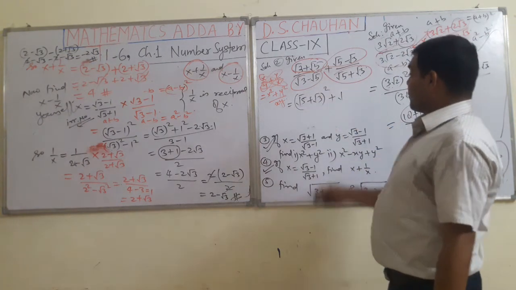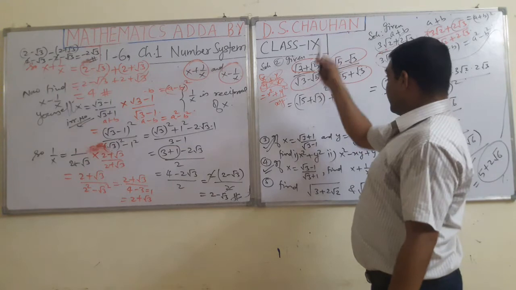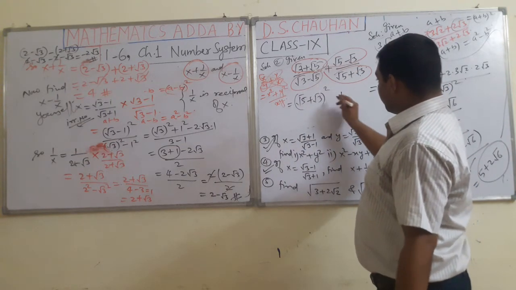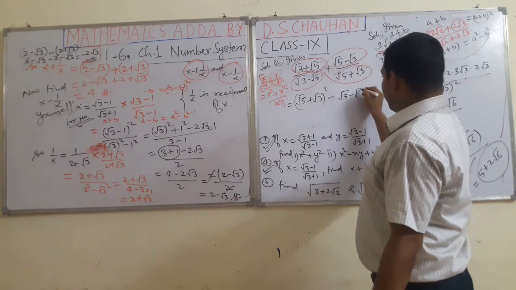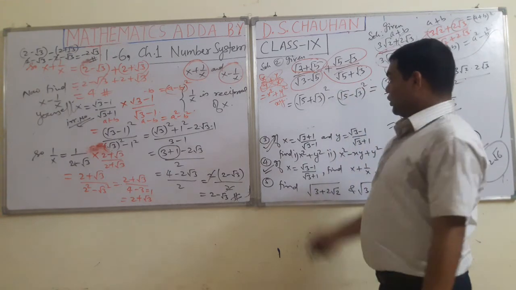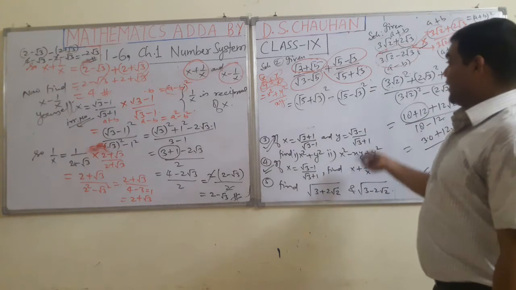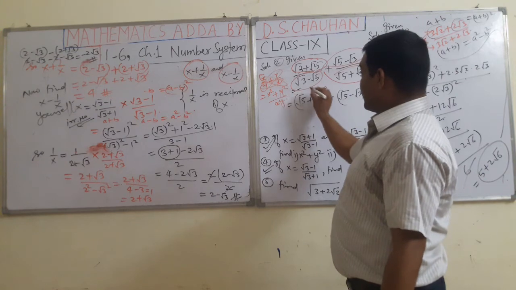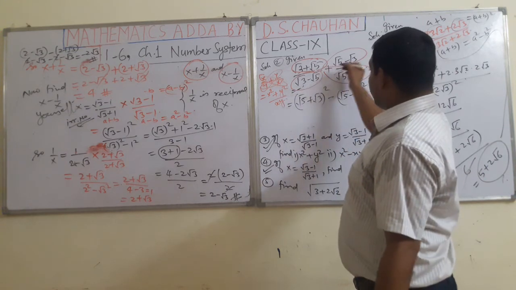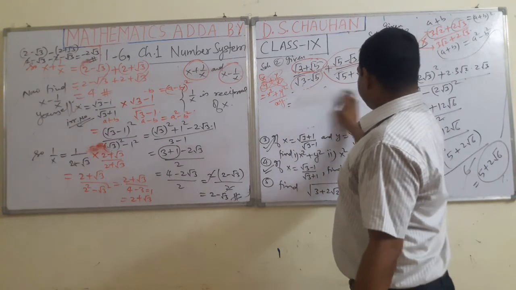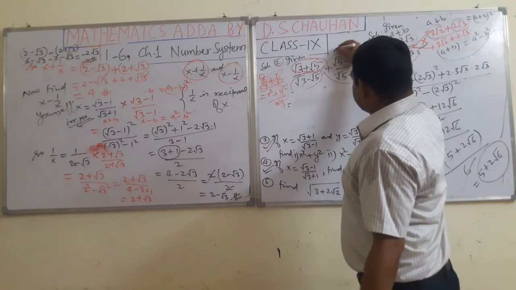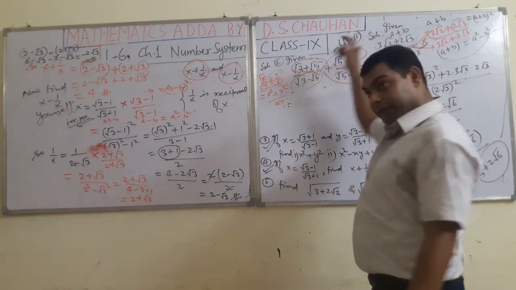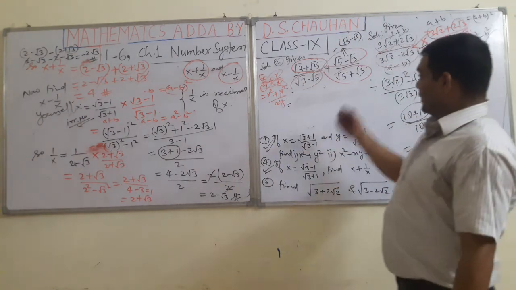If you take minus as a common here, you will get minus, and here it will be (√5 − √3) to the whole square. Or you can proceed by your own way. Here we have taken minus as a common, or you may take minus here as a common. If you take minus here as a common, you will get √3 minus √5. Is it clear? Okay.